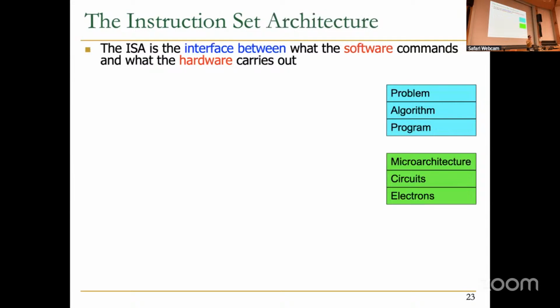Okay, so what is instruction set architecture? Essentially, it's really the interface between what the software commands and what the hardware carries out. So you saw a version of this in a previous lecture. This is a simplified version. You have written a program, and you have a microarchitecture. Instruction set architecture is really the interface between the software program and hardware microarchitecture. I'm going to loosen this later on a little bit, but this is actually the hard definition of the ISA.